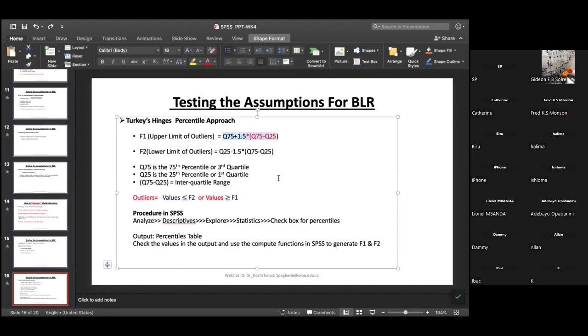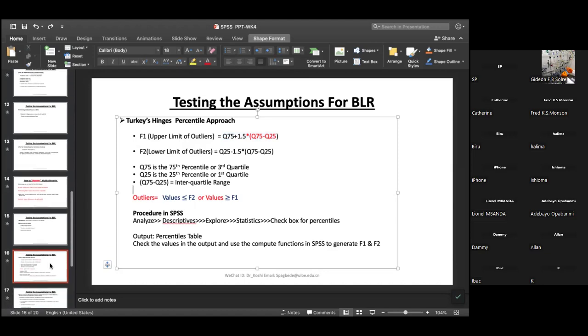So you can check out last week's video, we really covered a lot. And then all you have to look at is your F1 and F2. If any value in your data set is lower or equal to F2, it means that value is an outlier. If any value is greater or equal to F1, it means that value is also an outlier. So you can check out the video for more explanation on that.